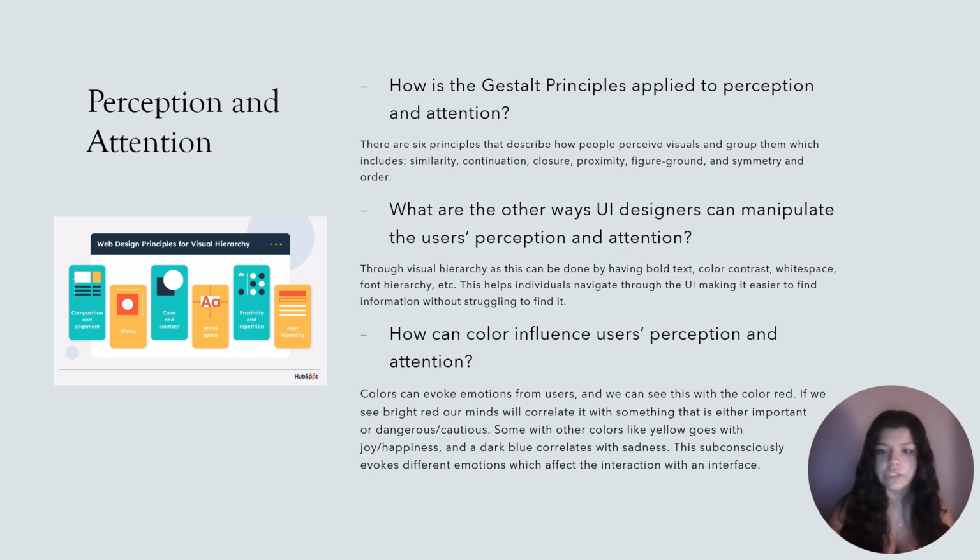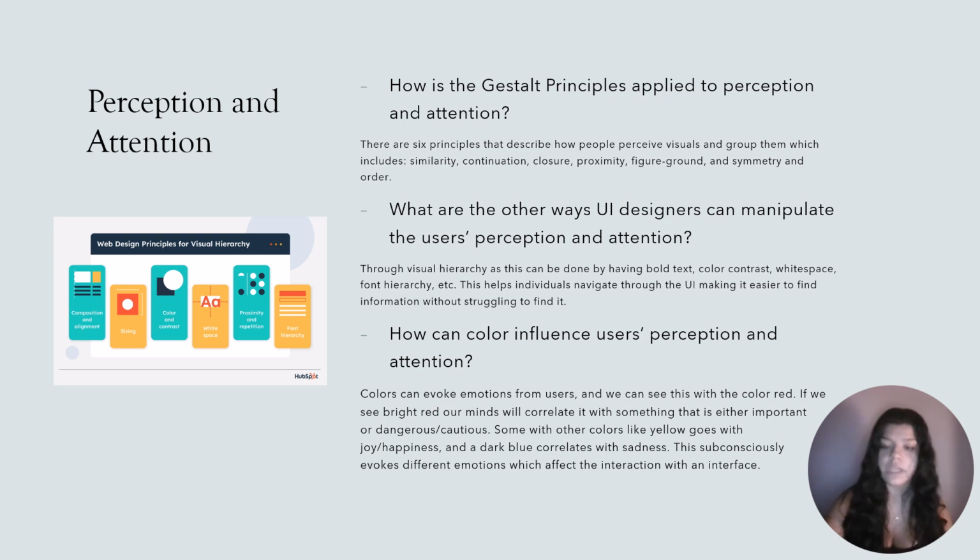Then we have continuation, which is when the human eye is drawn to continuous paths, lines, or curves. And then we have closure, which is the human ability to fill in the missing piece to complete a design. We have proximity, and this just depends on the proximity of an object, where people tend to group or categorize the elements that are there. We have figure ground, which is how individuals differentiate what is in the foreground or the background of a design or of the interface.